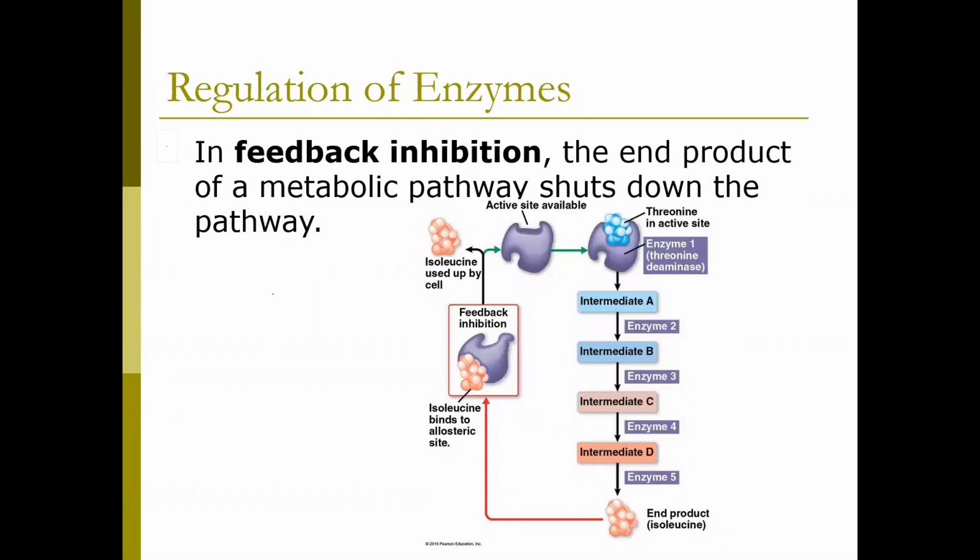Now, let's say we have this reaction going on and on and on, and we end up with a buildup of isoleucine. Well, eventually we're going to have so much isoleucine that we don't need any more. So when that occurs, the isoleucine binds to the allosteric site of the original first enzyme, enzyme number 1, and changes its shape so that the active site is not available for the reactant to bind to it. So it's going to shut the whole metabolic pathway down. So that's called feedback inhibition. So that's it for our mini lesson.